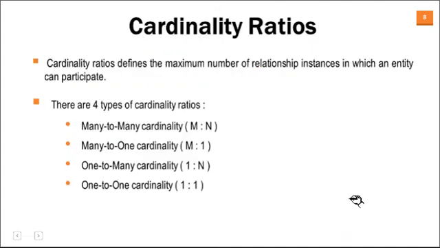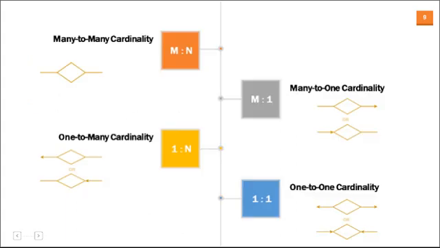We will now discuss cardinality ratio. That is, between two or more entities, what cardinality are we maintaining: it is a one-to-one relationship, many-to-one, many-to-many, or one-to-many. There are four kinds of cardinality ratio, that is many-to-many, many-to-one, one-to-many, and one-to-one relationship. Here we will explain it.